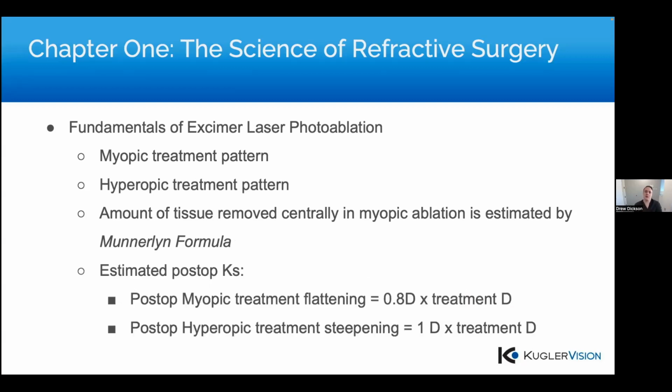Some other things related to treatments that are important are being able to estimate post-op Ks. Historically, this was thought to be more important than some of the current literature suggests, but still important to know. With a myopic treatment, you can estimate the amount of flattening by taking the amount of treatment you're performing times 0.8, and that will be the effective flattening. So if you're doing a treatment of 5 diopters, you take 5 times 0.8 and you'll get close to 4 diopters of flattening.